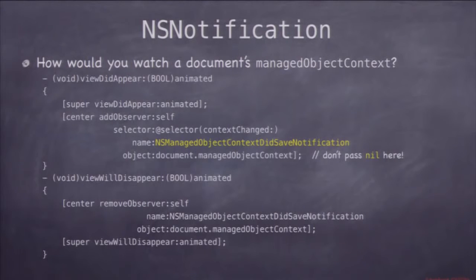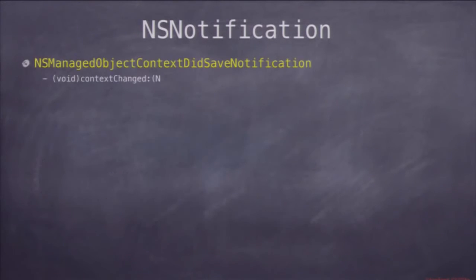And so here's an example of having a controller, when it comes on screen, start listening to the managed object context of a different document. Not the document it has open, but some other instance of a UIManagedDocument. And it's looking for the radio station NSManagedObjectContextDidSaveNotification. So whenever that other document autosaves, it's going to get an NSNotification saying, oh, it changed. All right? And I'm going to call this method contextChanged or whatever. And what would I do when that happens?